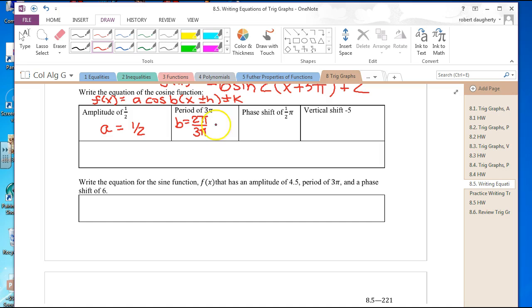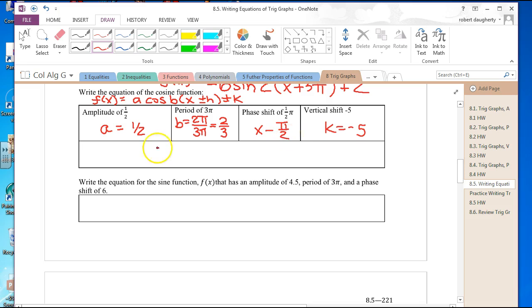So what is B in this case? The period is 3 pi. What's 2 pi divided by 3 pi? That's 2/3. Vertical shift of negative 5. That means k is equal to negative 5. If the phase shift is 1/2 pi, so if I'm moving 1/2 pi to the right, what's it going to look like in parentheses? It's going to be x minus pi over 2.